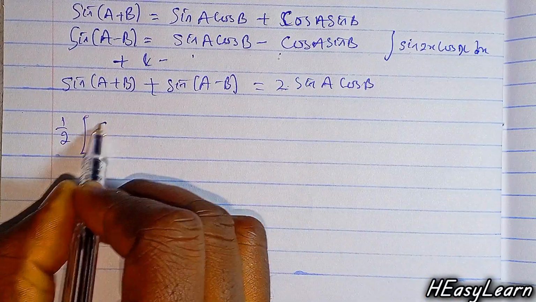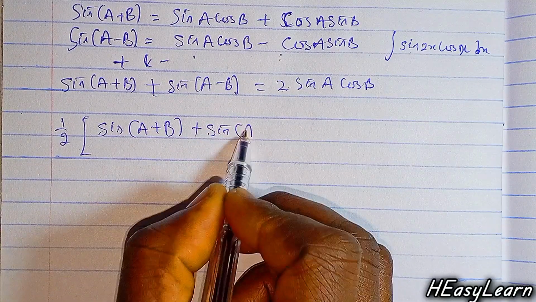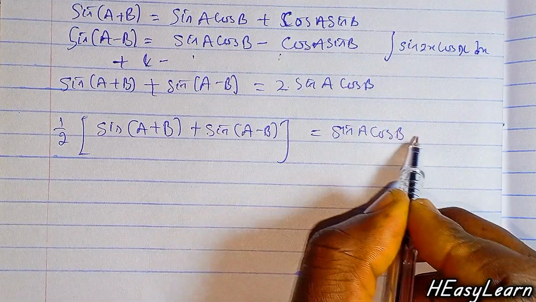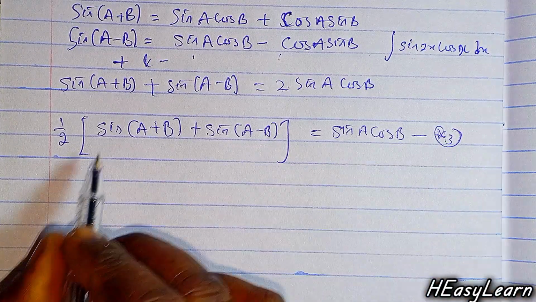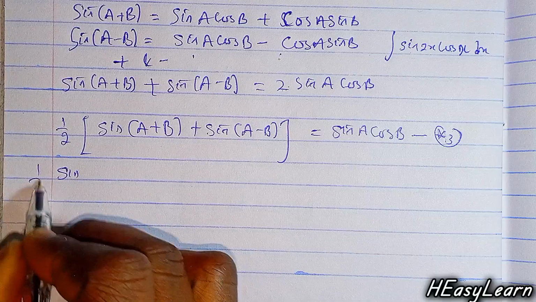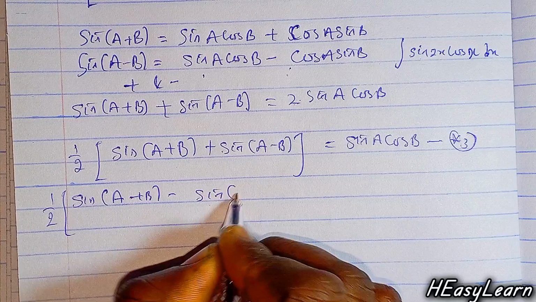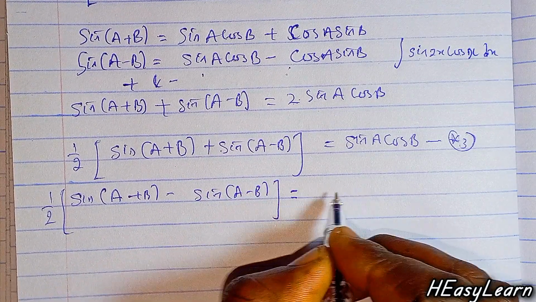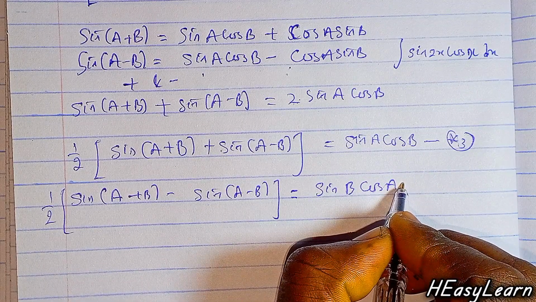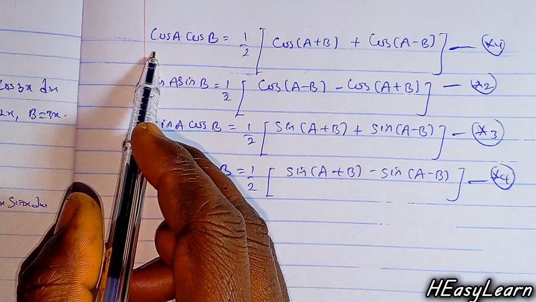In this case, we have 1 over 2 sin(A plus B) plus sin(A minus B) equals sin A cos B. Name this star 3. But in a case where we subtract, we are going to have a half sin(A plus B) minus sin(A minus B) equals sin B cos A, or you can say cos A sin B. Name this equation 4.